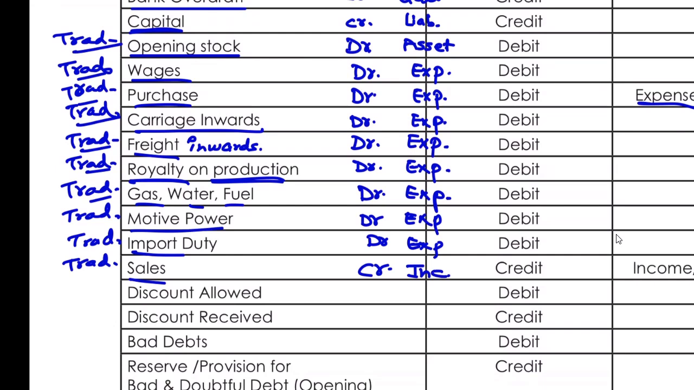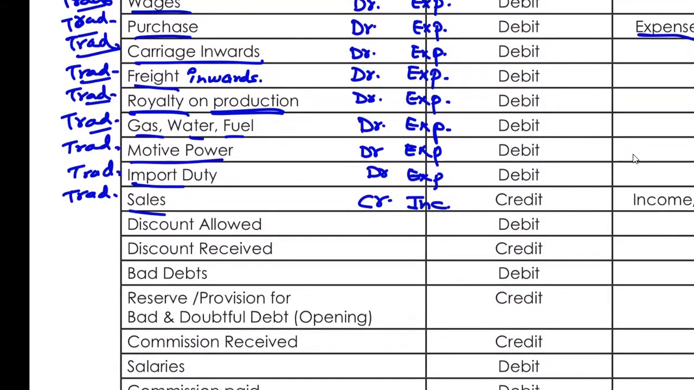Sales would be credited because it is an income. Then we have discount allowed. I have given discount, so that is an expense. I will debit that. Discount received, that is an income. Credit because it is an income.